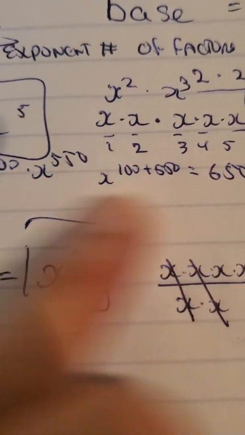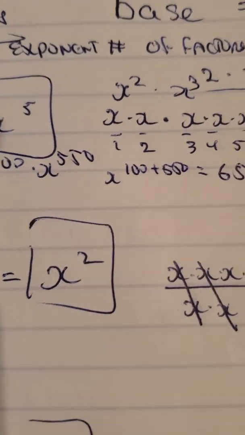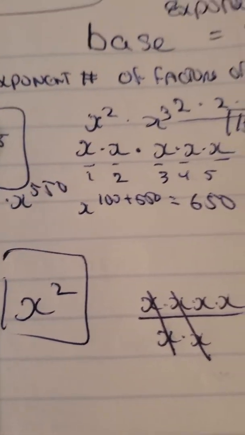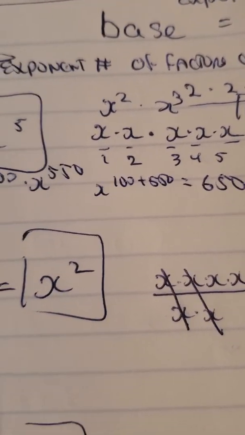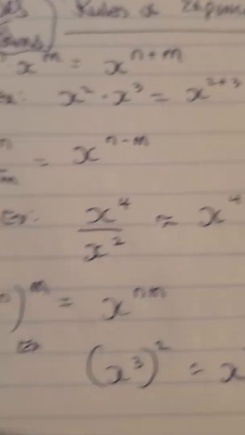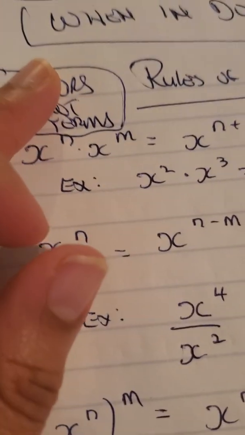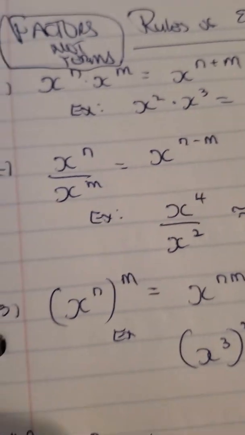So that's how the rule helps. However, you shouldn't be seeing big exponents like that. So again, when in doubt, you could still apply the rule: expand. All right, so that's the addition rule of exponential factors with the same base.